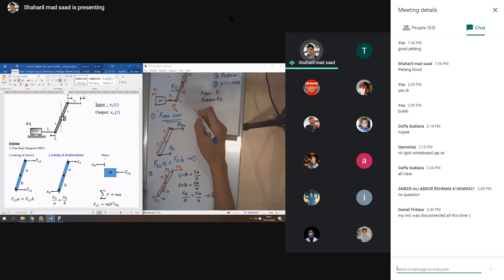And then the last one, the free body diagram for the mass.